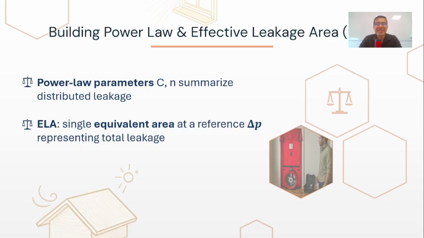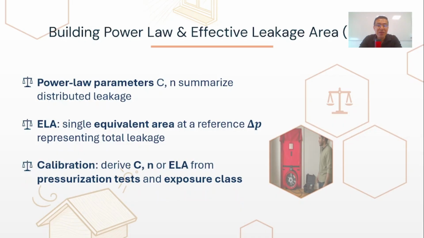ELA takes that complex network of leaks and condenses it into a single imaginary hole. If you were to create a single opening with an area equal to the ELA, it will pass the same amount of air as the entire building at a specific reference pressure. This gives us one simple number to describe a building's overall tightness.